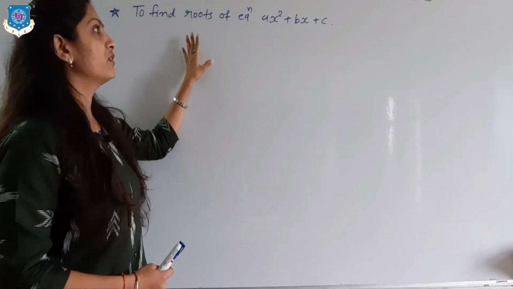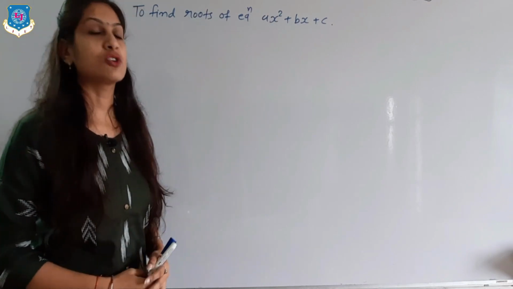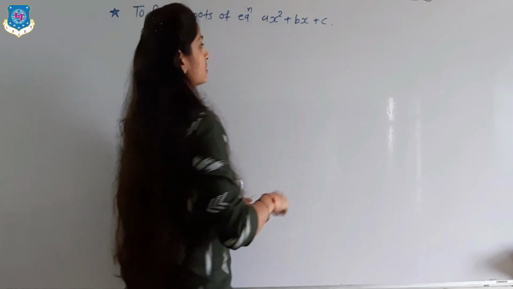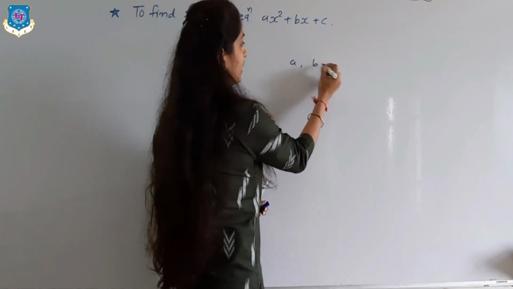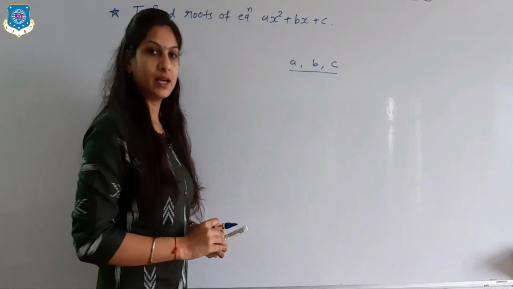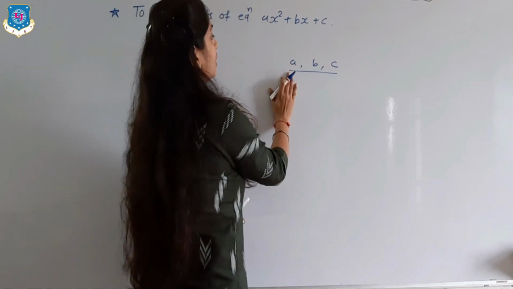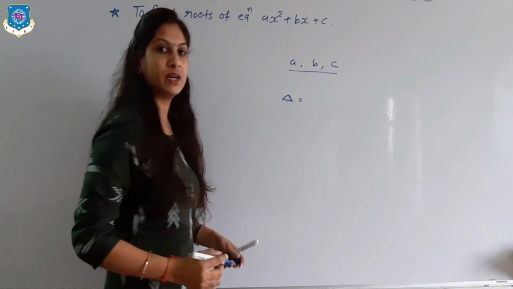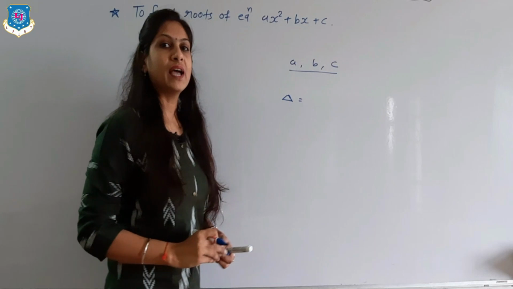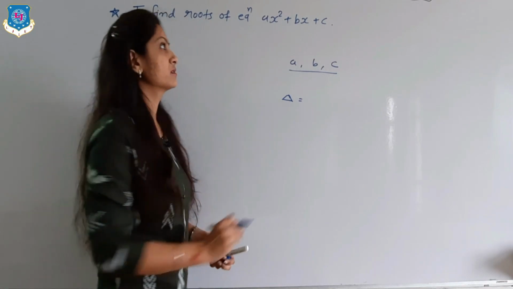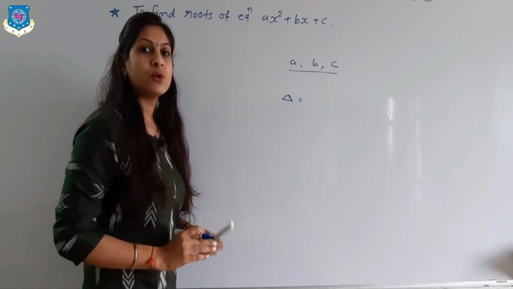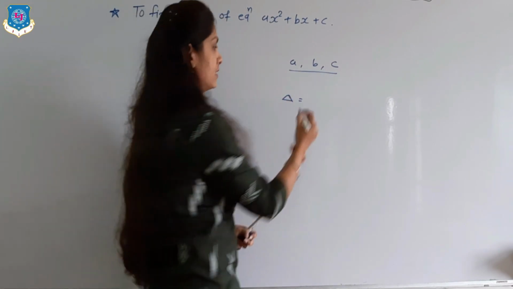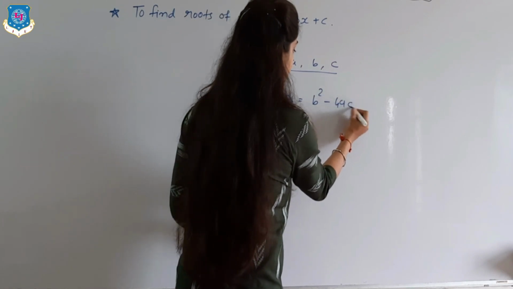So let's understand first the logic how we can solve this problem. For that, first we have to input three values, that is a, b and c. This is nothing but our input. Now according to the input we have to find the delta. If you remember, this is already learned by you guys in your previous standards. So how we can solve these methods? You have to find the delta, and the formula for finding delta is b square minus 4ac.